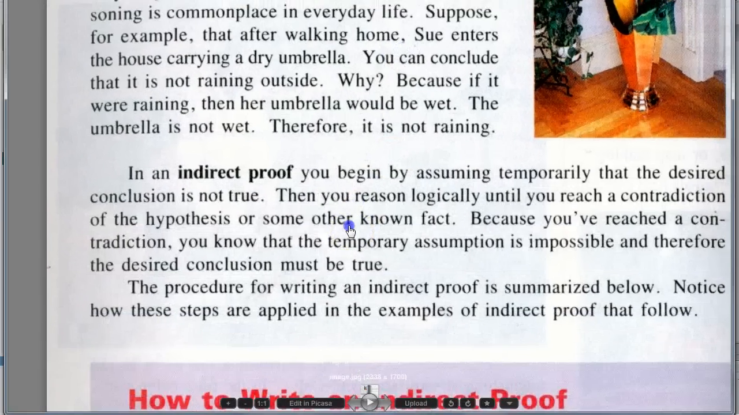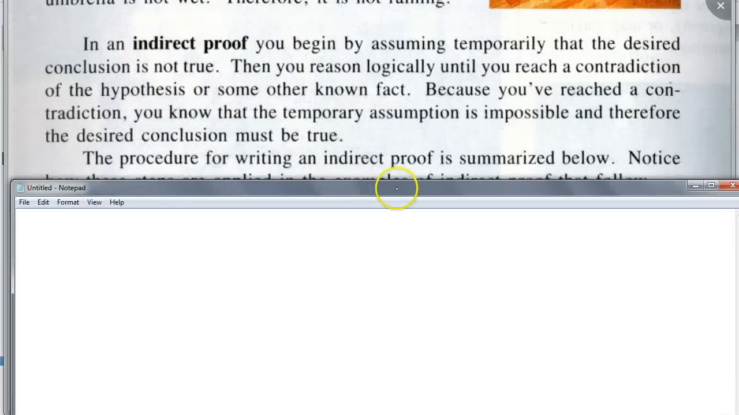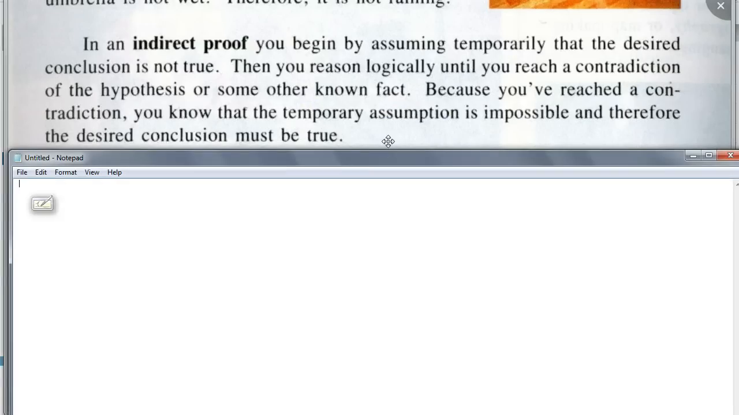And how do we do this? Well, here is what they're telling us. Who wants to read what an indirect proof is? In indirect proof, we begin by assuming temporarily that the desired conclusion is not true. Then you reason logically until you reach a contradiction of the hypothesis or some other known fact. Because you've reached a contradiction, you know that the temporary assumption is impossible, and therefore the desired conclusion must be true.